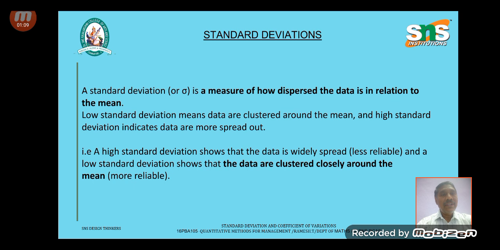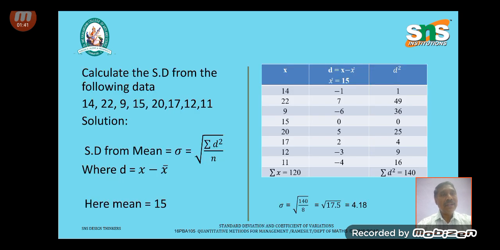So standard deviation measures how dispersed the data is in relation to the mean. That means standard deviation shows how closely the data are clustered around the average. A high standard deviation shows that the data is widely spread or less reliable, and a low standard deviation shows that the data are clustered closely around the mean. So that is the meaning of standard deviation.